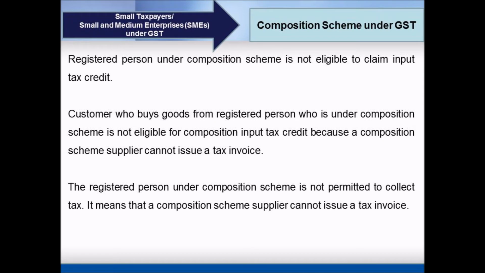A registered person under the composition scheme is not eligible to claim input tax credit. A customer who buys goods from a registered person under the composition scheme is not eligible for input tax credit, because a composition scheme supplier cannot issue a tax invoice. The registered person under the composition scheme is not permitted to collect tax. It means that a composition scheme supplier cannot issue a tax invoice.